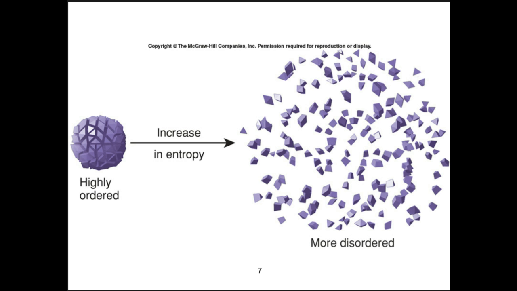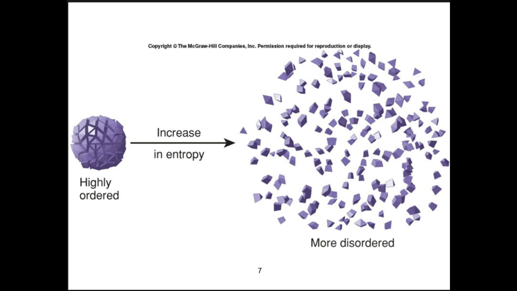Useful energy tends to be stored in highly organized matter, and when energy is used in a closed system, such as the world we live in, there's an overall increase in entropy. So highly ordered means lots of energy and less entropy. More disorder means less energy and an increase in entropy.